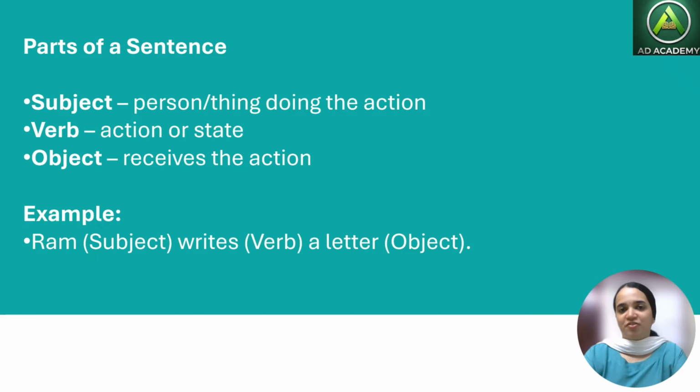Yeah, here are the parts of a sentence. We have learned parts of speech. Every word that we speak belongs to some part of speech. So what are the parts of a sentence? We can check it. There will be a subject, verb and object. So as I have already told, subject, that's a person or thing doing the action, or the doer of the action, to put it in simple terms. Next is verb, action or state.